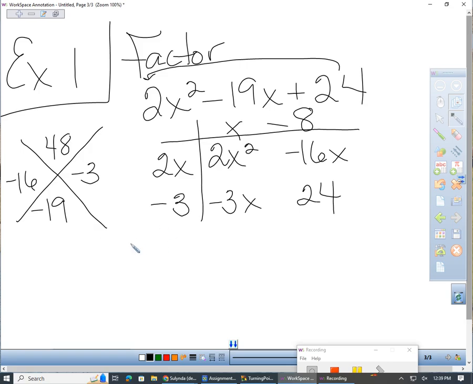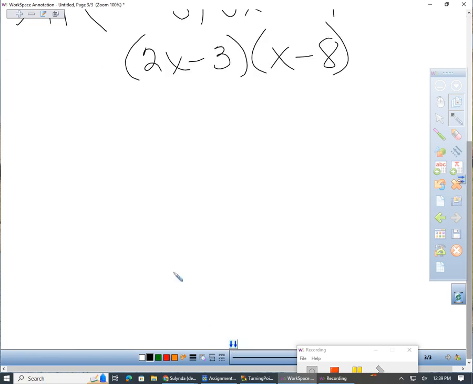So just kind of quickly double check and make sure your numbers are right. Okay? Now we can just write down our factors. 2x minus 3 and x minus 8. Doesn't matter what order you write them in. Questions? No questions? Okay, let me get one more, and then I'll let you guys do the work, if you're good with it. If you honestly don't have any questions.